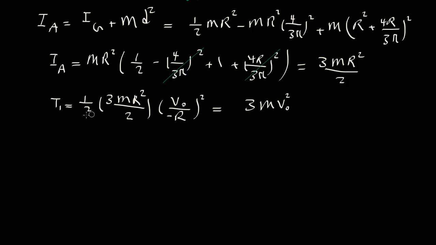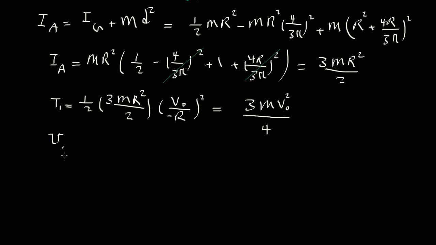So this would be 3mV₀² over 4. And the unit also makes sense because it is kinetic energy, it's energy. So mv squared, we know that it has a unit of energy. So let me check this. We had 3 over here, 4, and basically, so that makes sense. So that's for T1. And now we have to calculate U1.